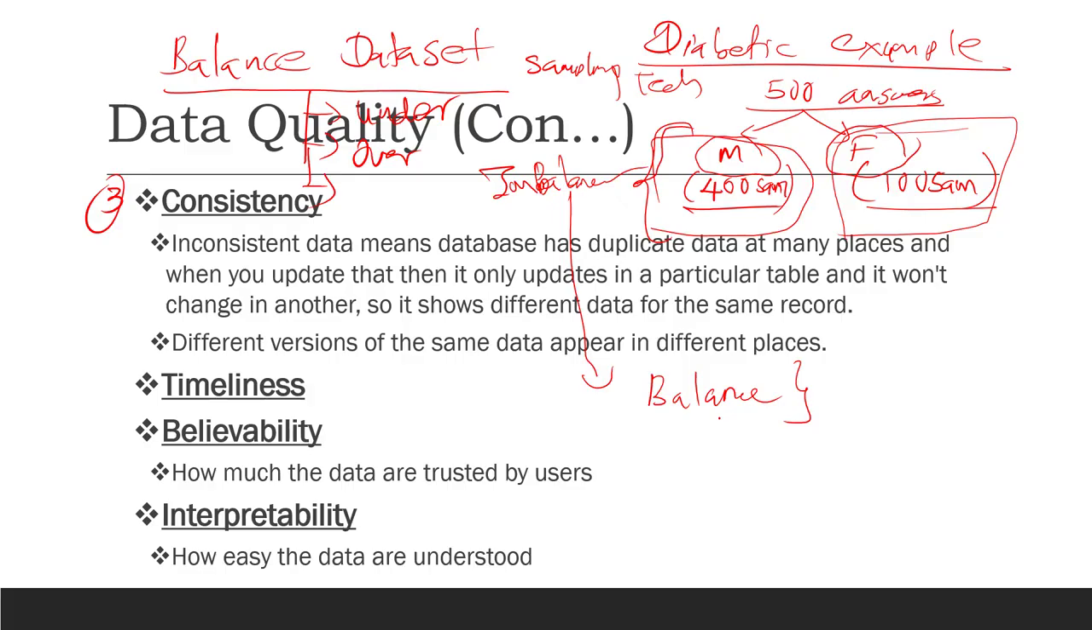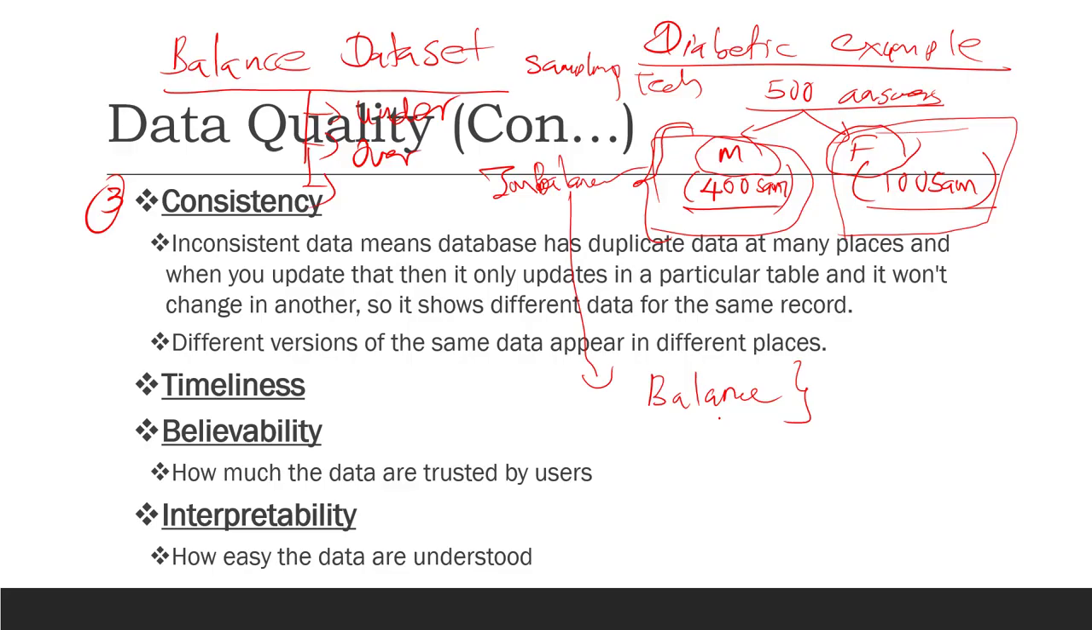I tell you, here we have 500 samples: 400 samples for male, 100 samples for female. That's an imbalanced data set. We cannot directly deal with an imbalanced data set for model training purposes. If you do it this way, definitely your model will not give accurate predictions. I guarantee your model will not perform well.